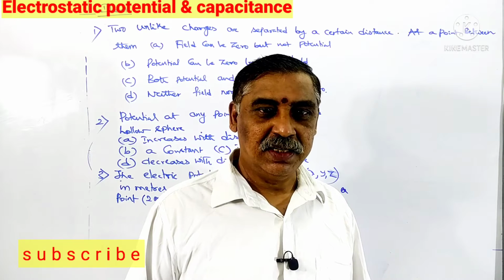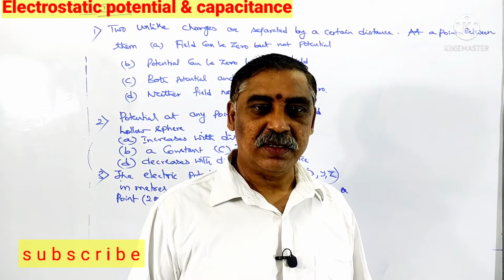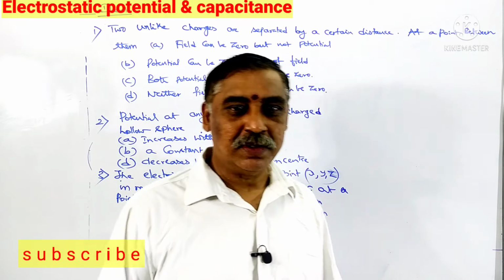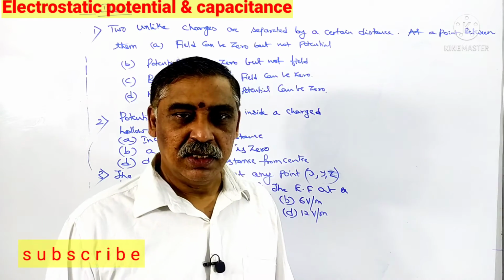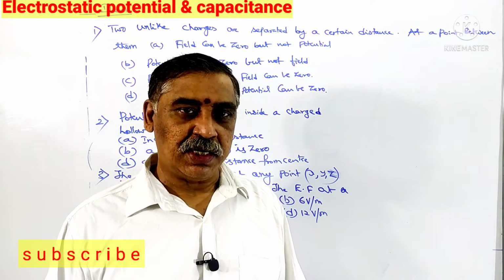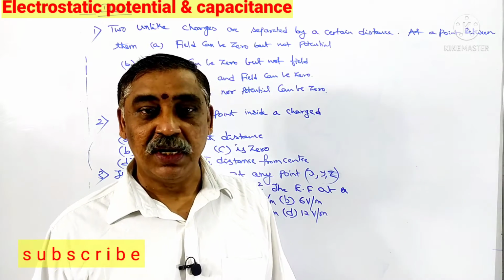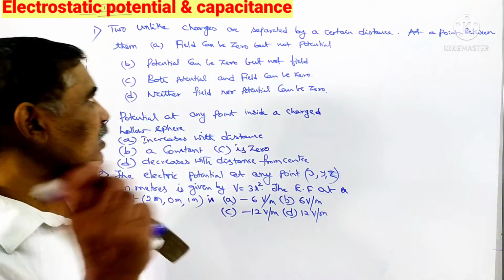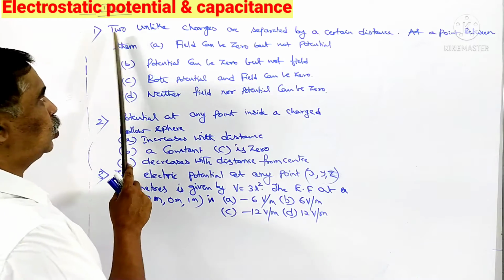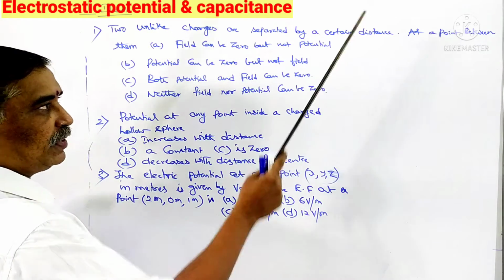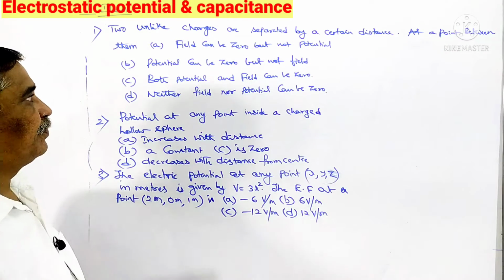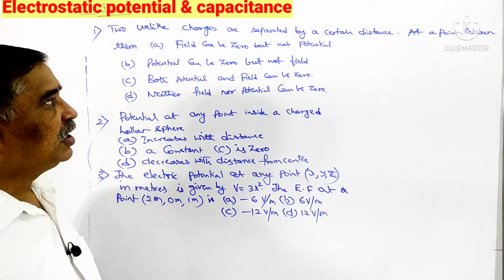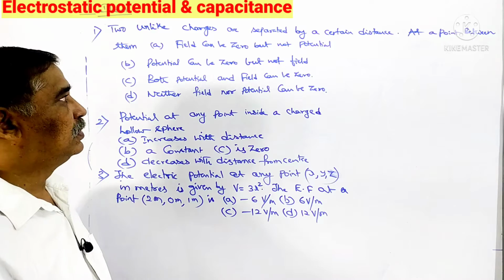In this session, I will discuss the first level questions related to the second chapter of second PU physics, that is electrostatic potential and capacitance. Let us start. The first question is: two unlike charges are separated by a certain distance. At a point between them, four options are given. We have to check each option.